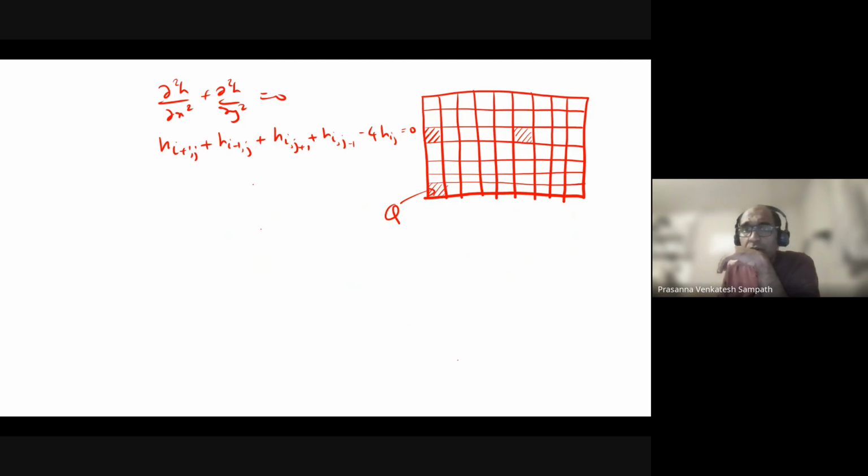So let's call this cell 1. Okay, for cell number 1, for cell 1, H i plus 1 comma j. This i minus 1 comma j doesn't exist. Okay, I'm going to leave it blank for now. Plus H i comma j plus 1 plus H i comma j minus 1 equal to 4H i comma j. Okay.